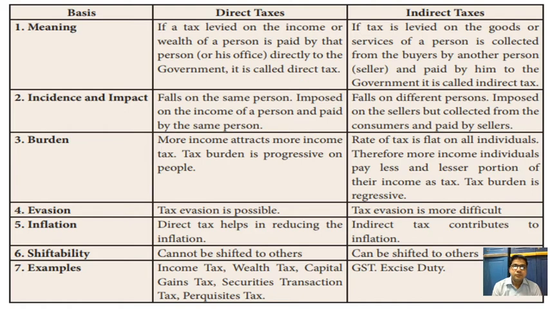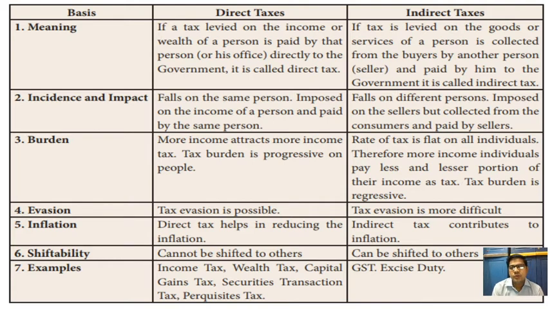Now, it is imposed on the income. A direct tax is imposed on the income of an individual or person, and the same person, the same individual, pays the tax. But in indirect taxes, it is imposed on the seller. The government imposes the indirect tax on the seller, but collects from the consumer and it is paid by the seller.